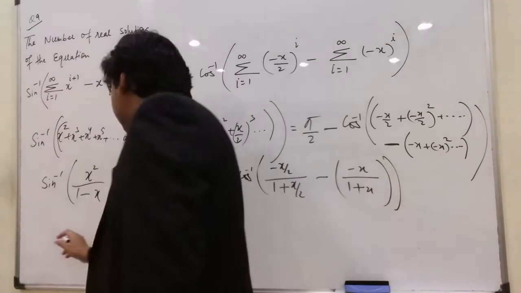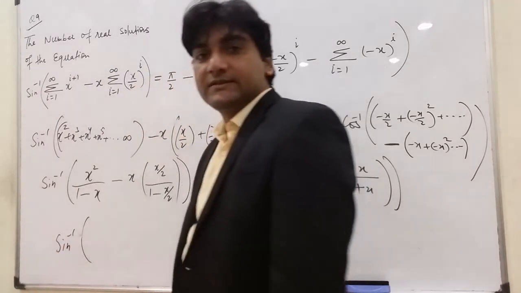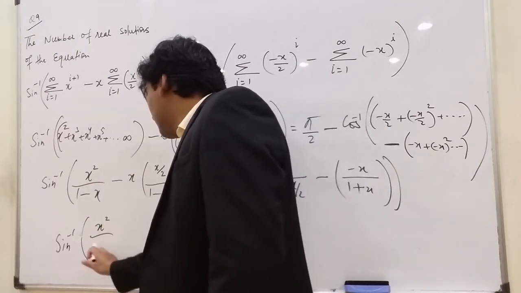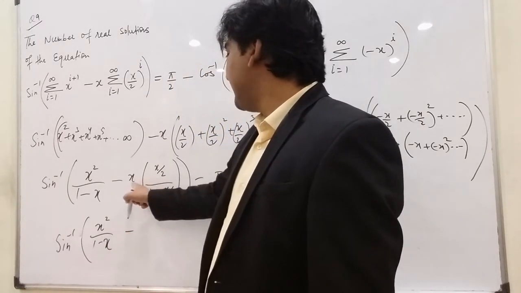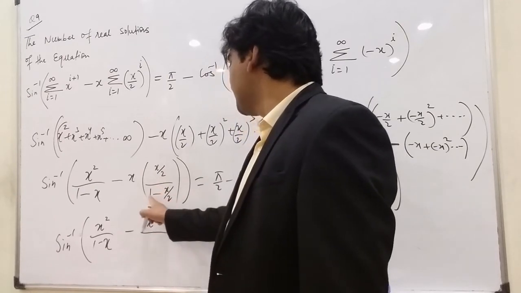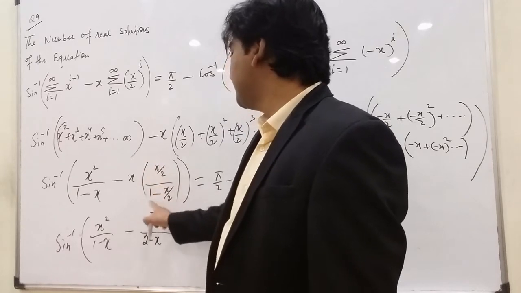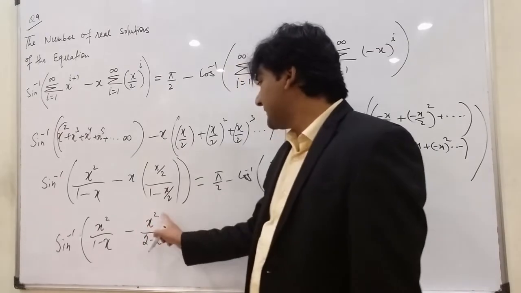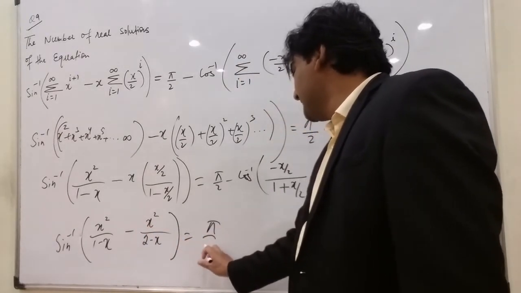So how can we solve this? This is sine inverse x square over 1 minus x. Then this minus. This is x times x is x square over, this is 2 minus x. By the way, this is x square over 2 and this is 2 minus x over 2. Then 2 and 2 got cancelled. We got only minus x square over 2 minus x equals pi by 2 here.